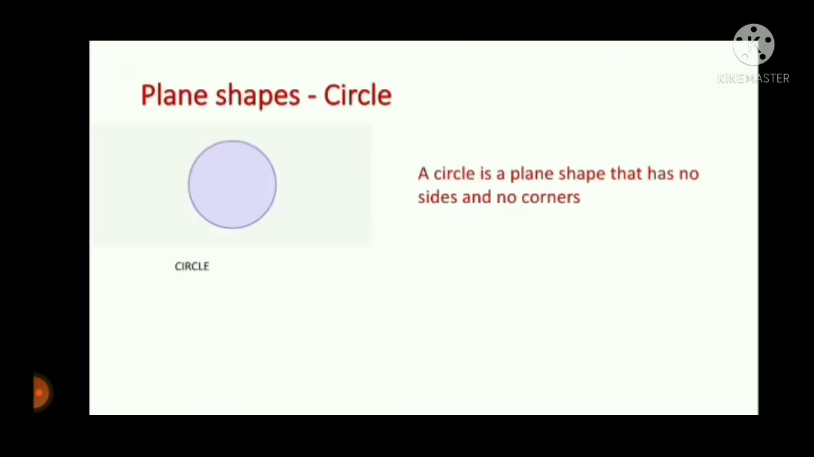Now let us go to the next plane shape, that is a circle. A circle is a plane shape that has no sides and no corners.